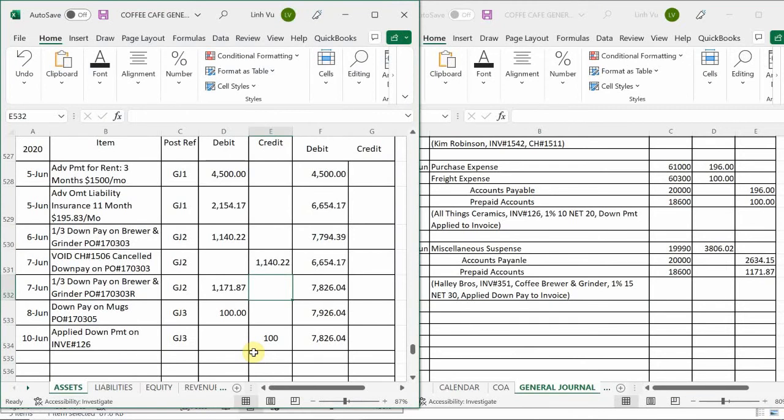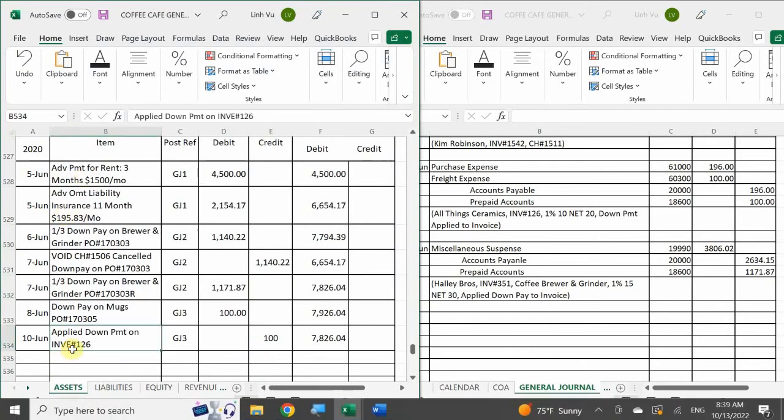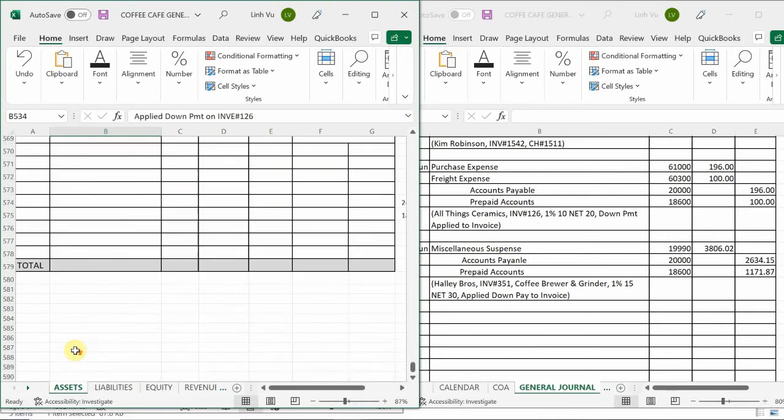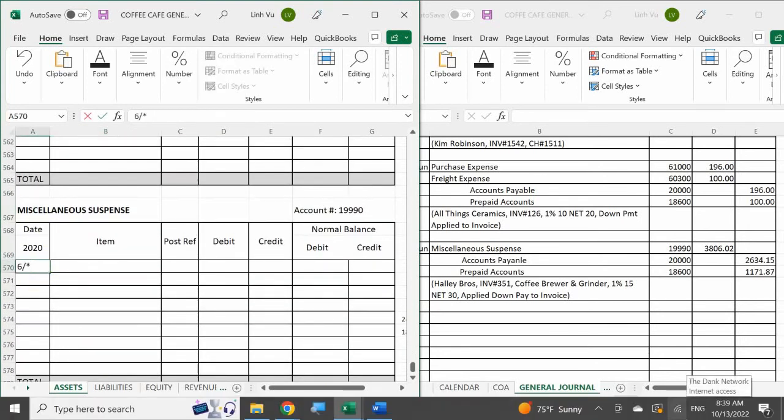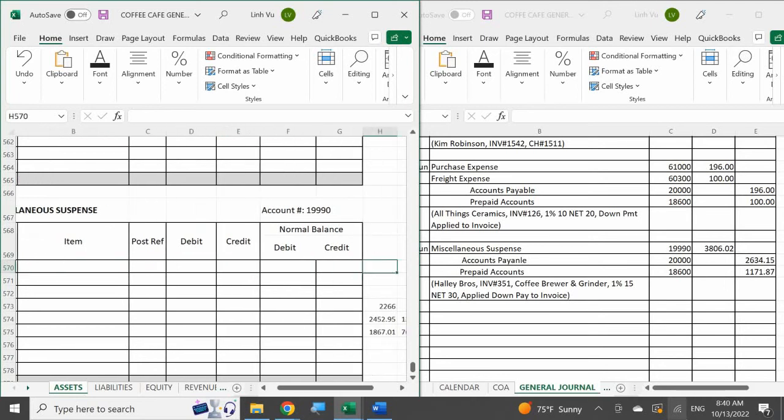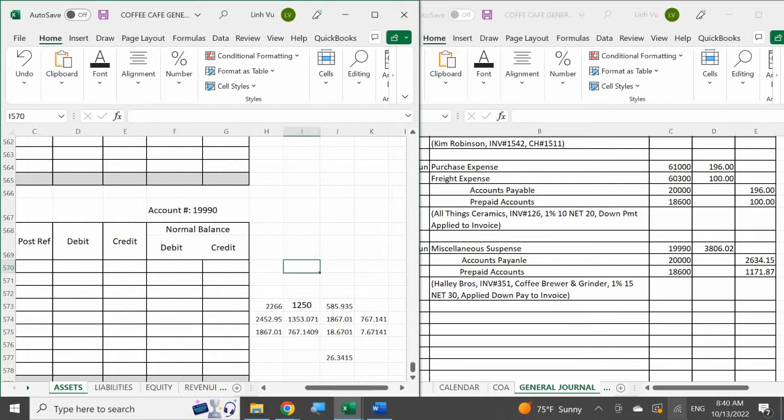So first things first is miscellaneous suspense, which is an asset. So here it is, miscellaneous suspense. Okay. Now what I want to do here is, because I know that I have a coffee brewer and a coffee grinder, I want you to separate those costs because I need to figure out what these are. I need to know what these costs are.